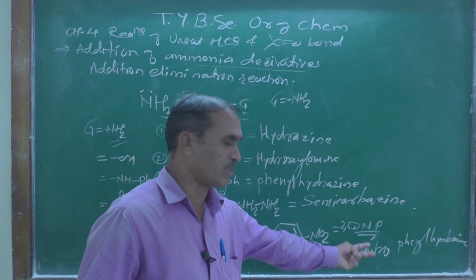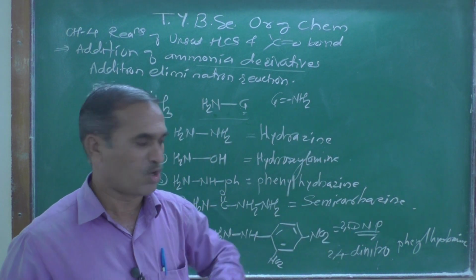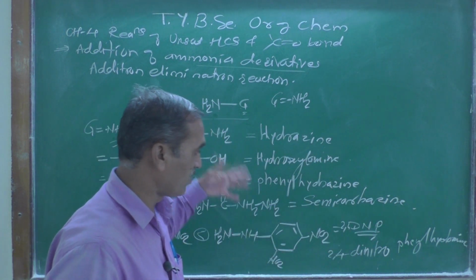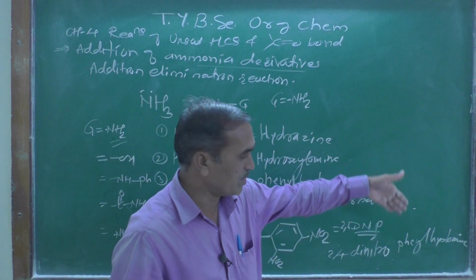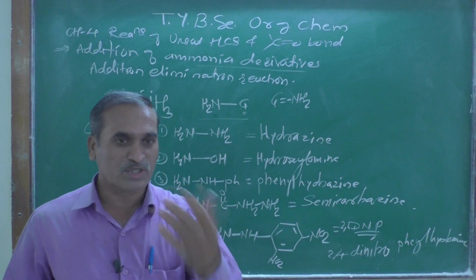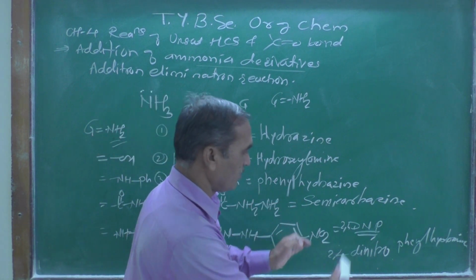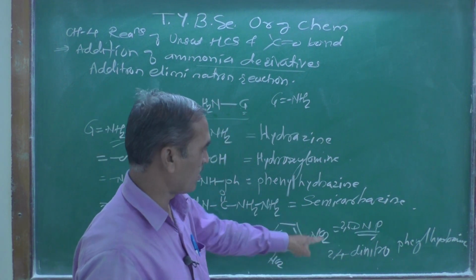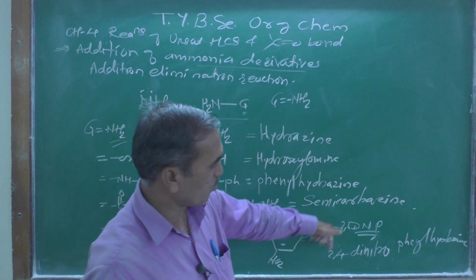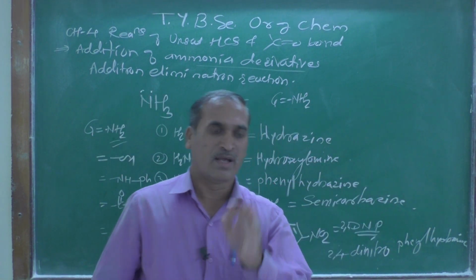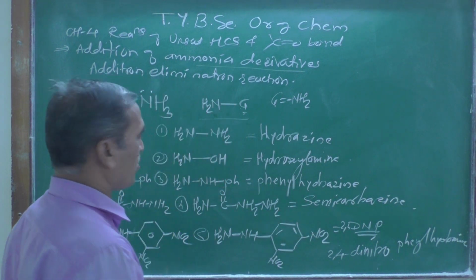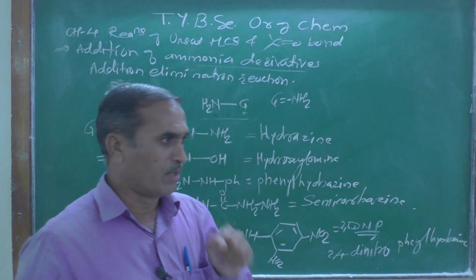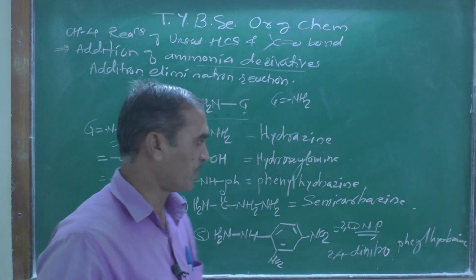Make the correction here. We previously wrote it as dimethyl. That is not dimethyl. Sometimes mistakes happen while speaking or while writing. But remember, here I am making the correction: 2,4-dinitro phenyl hydrazine. So this is the name of this reagent. These are the five reagents.